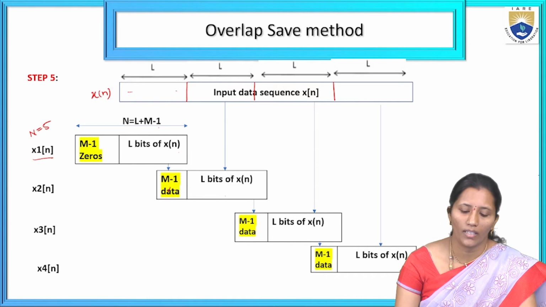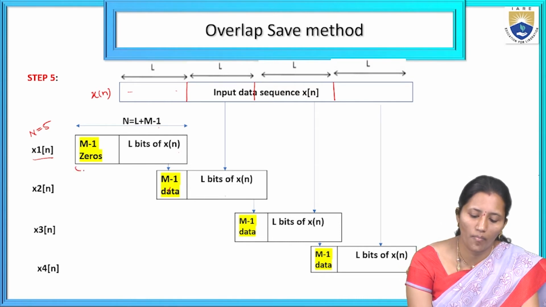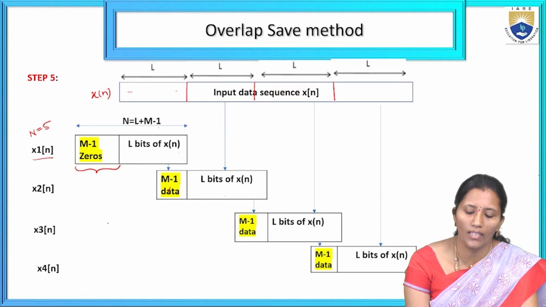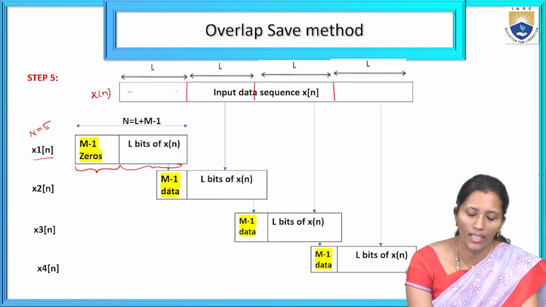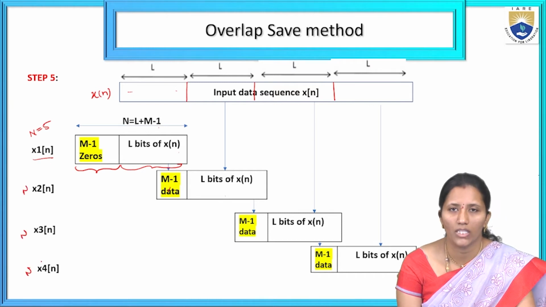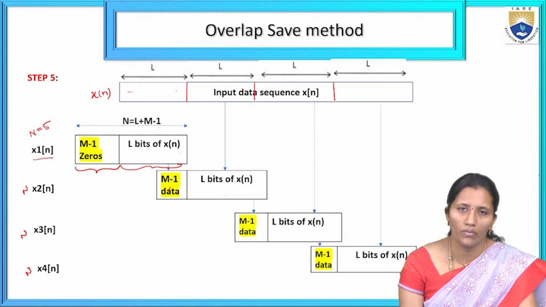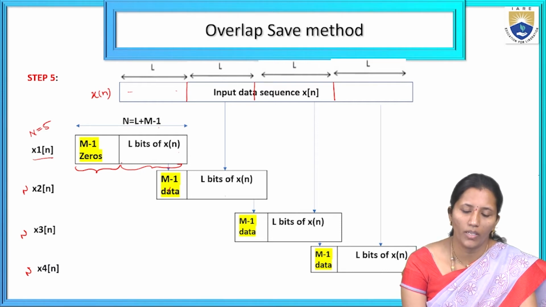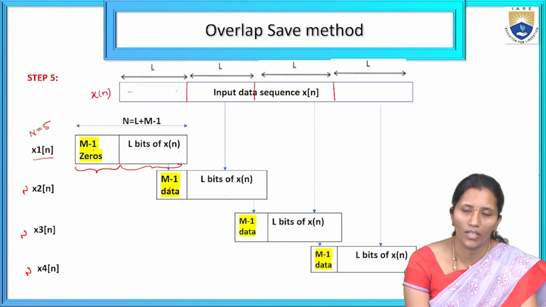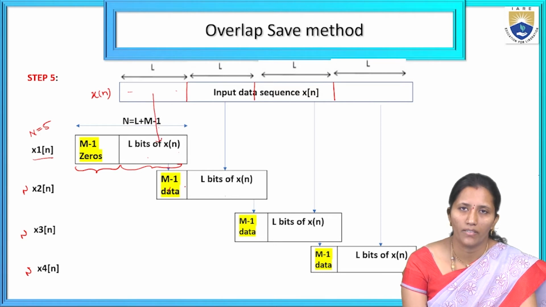Here what we are doing in the x1 of n, first we add m minus 1 zeros, followed by the L bits of x of n. So the total length of each x1 of n should be N. N we are assuming in step 2, so that number of bits should be contained in each block. So here the total number of bits is N, where N is equal to L plus m minus 1. We are adding m minus 1 zeros for x1 of n and the L bits we are taking from x of n, the first L bits of x of n.